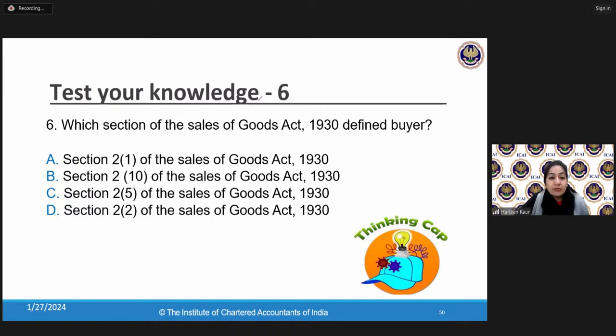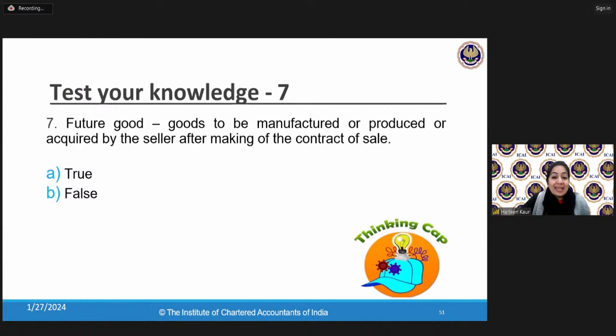Buyer is the person who buys or agrees to buy the goods. So when he's buying, it is a sale. And when he's agreeing to buy, it is an agreement to sell, a contract of sale.